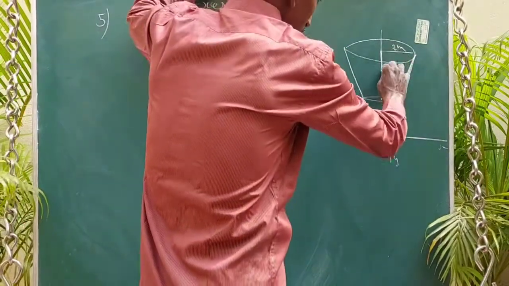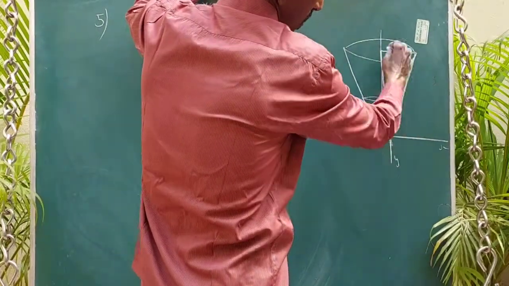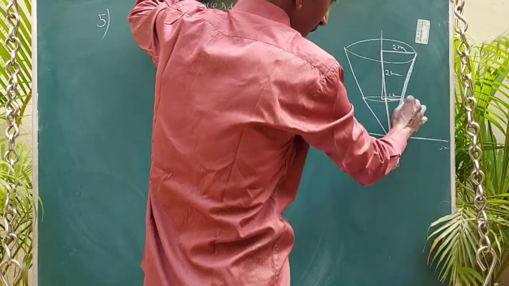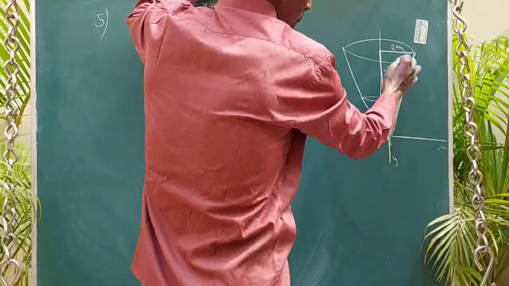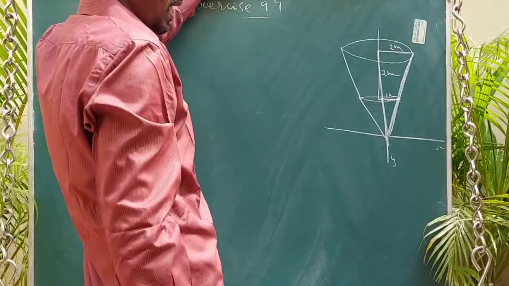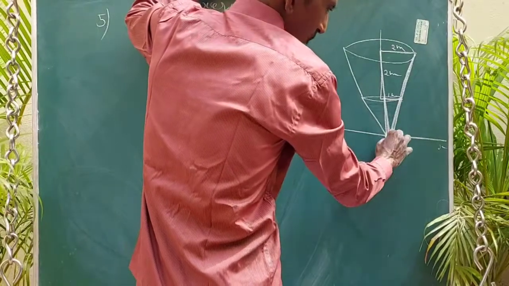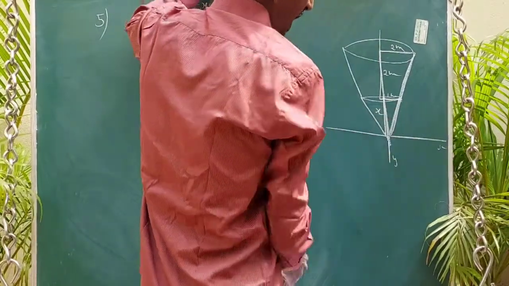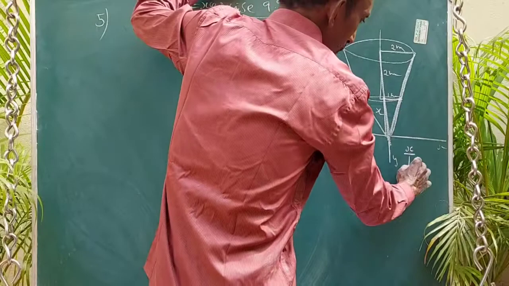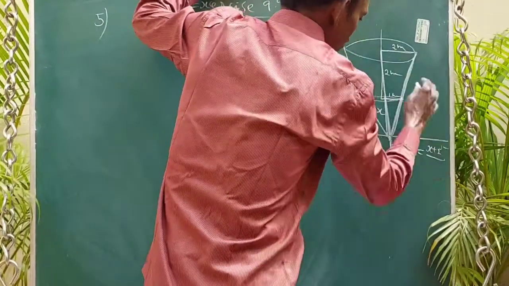Consider this larger triangle and this similar smaller triangle. Both triangles are similar. If we apply the similar triangle property, the ratios between the sides are equal. If this value is not known to us, we take it as x, and by the ratio property, x by 1 equals x plus 2 by 2.